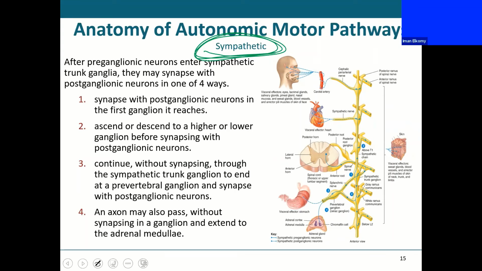I'm just going to do them in different colors so you can see. Number one: my preganglionic neuron goes into a ganglia and then synapses immediately on the postganglionic neuron. Easy peasy. The preganglionic neuron went to the ganglia and synapsed with a postganglionic neuron at the ganglia. Straightforward.